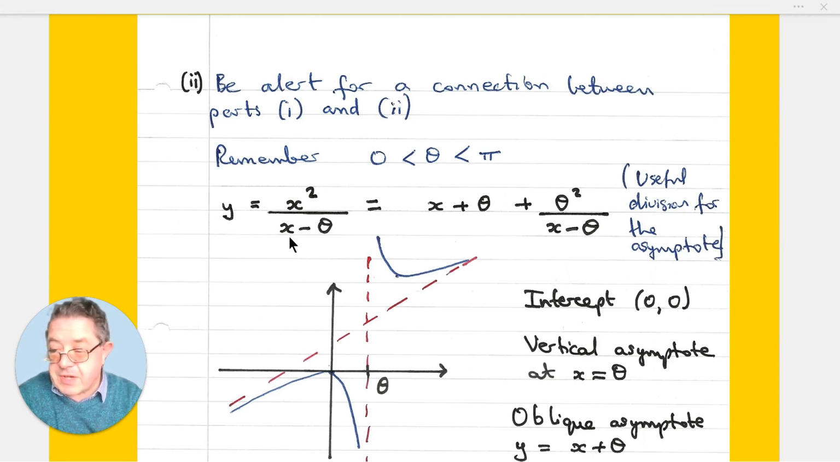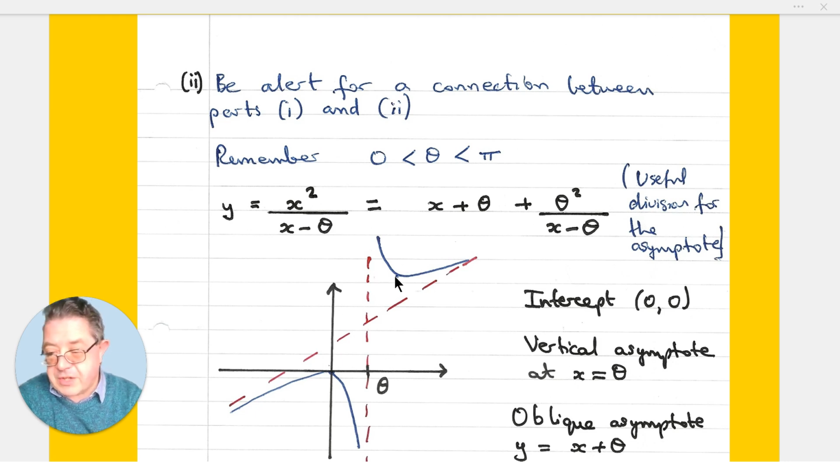There's going to be a vertical asymptote at x equals theta, and there's also going to be an oblique asymptote, that is one which is neither vertical nor horizontal. The best way of finding this is to do a division to get x plus theta, add theta squared over x take theta. When x gets large, the fractional bit disappears, and we end up with the equation y equals x plus theta, and that is our oblique asymptote. So a line with gradient 1 and cutting the y-axis at theta. So there we have our oblique asymptote.